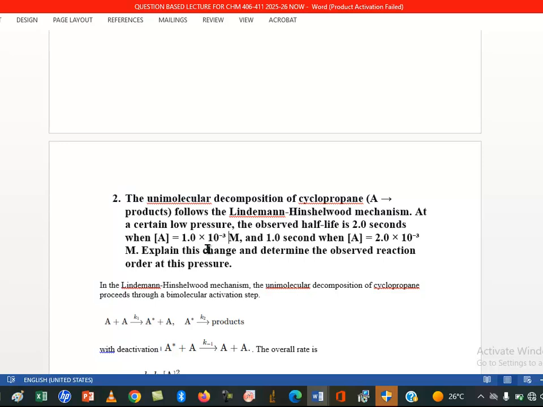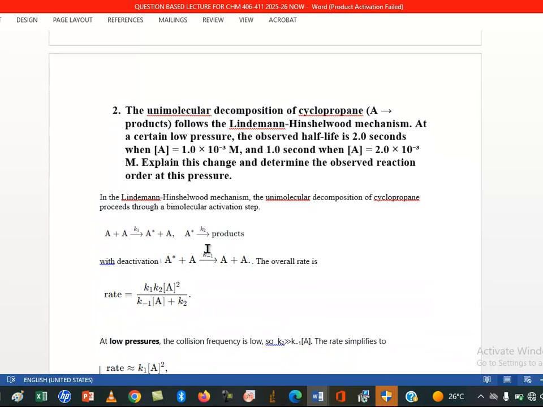So this is quite straightforward. We want to explain the change and determine the order of reaction. Whether it's first order, zero order, second order, or third order. So that's what we want to check. Now, how can you approach this?